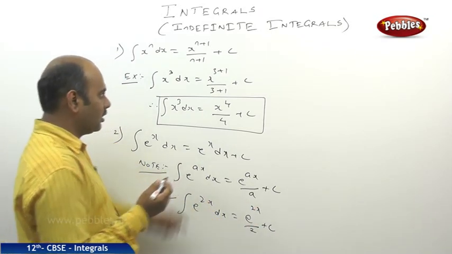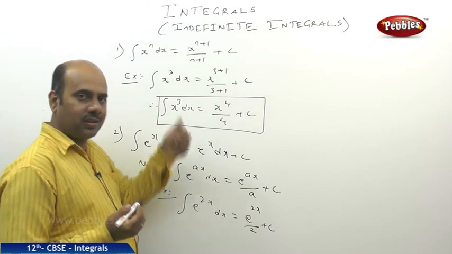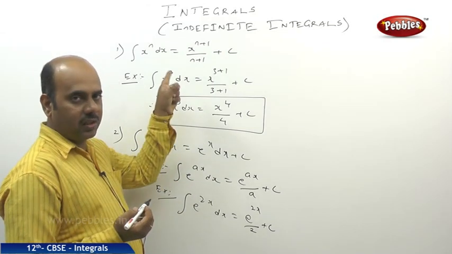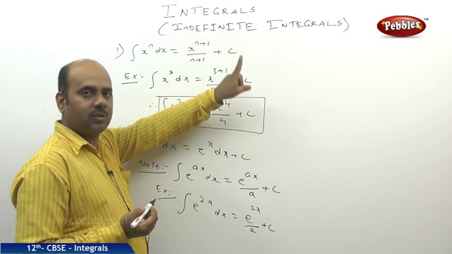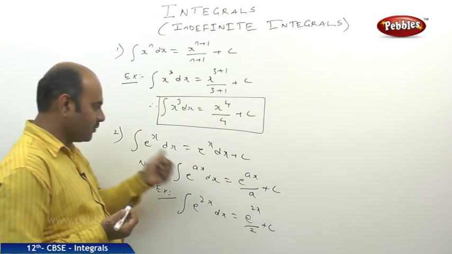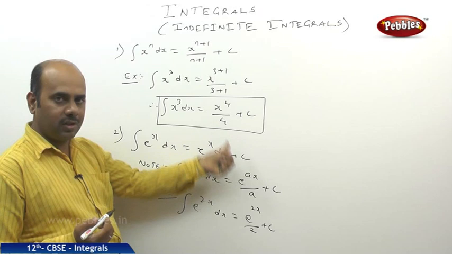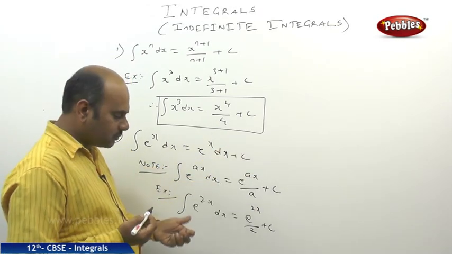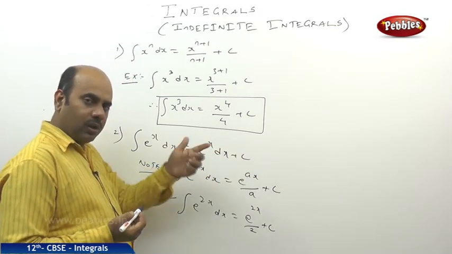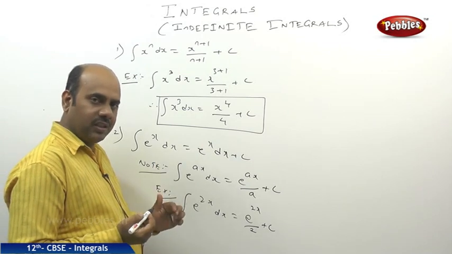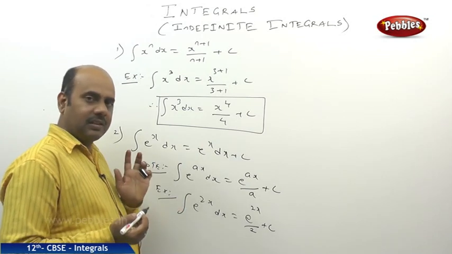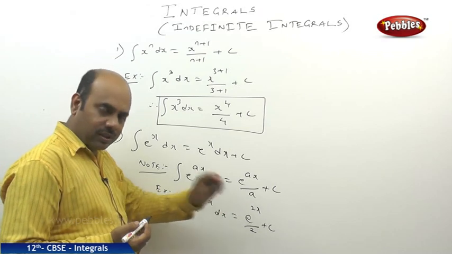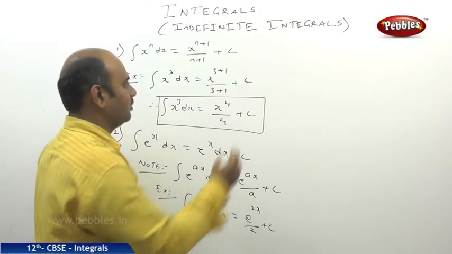I think you are clear with these two basic algebraic integration formulas. Integral of x power n dx is x power n plus 1 by n plus 1 plus c, and integral of e power x dx is equal to e power x plus c. And finally remember, whatever coefficient of x is there in integral formulas, that comes in terms of the denominator.